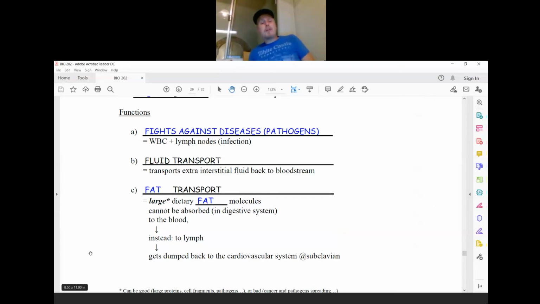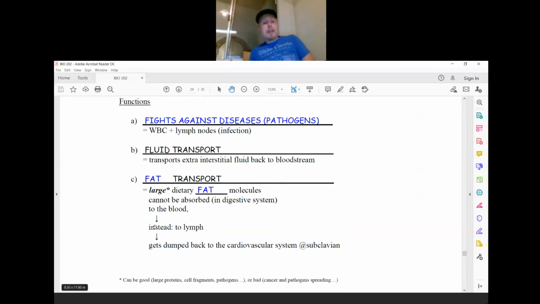But molecules that are too big for the cardiovascular system to be picked up can be picked up by our lymphatic system and then transported within the lymph, until we get very close to the heart where we dump the contents of the lymphatic vessels at the level of the subclavian. This can be good, that we pick up large molecules. For example, we can pick up large proteins, cell fragments, pathogens that we want to pick up and get into the lymphatic system so we can deal with those.